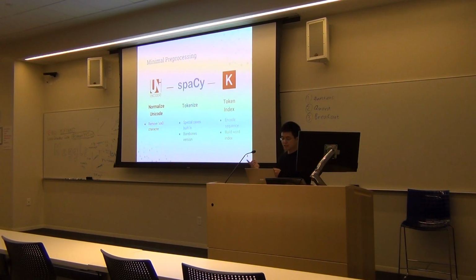All I did was normalize the Unicode to get rid of some weird characters. And then I used spaCy to tokenize the questions. Tokenizing is splitting up the string into individual words so you can work with that. I used spaCy because it has special cases built in for contractions, unlike the basic scikit-learn and Keras tokenizers. I did use the bare bones version of spaCy because of time constraints in the kernel.